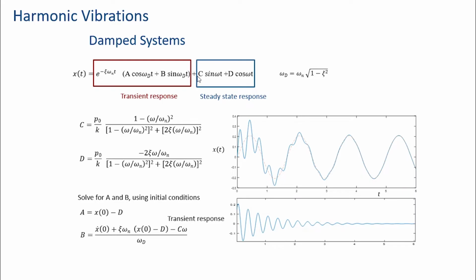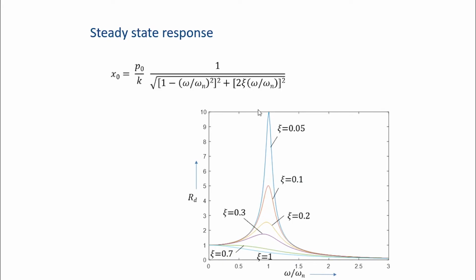So you can calculate these constants. A and B can be calculated using the initial conditions, and C and D can also be evaluated, and we have derived this. After that, we discuss the steady state response in detail. This is the amplitude of the steady state response, and here this term P0 by K is equivalent to the static response if a constant force P0 was acting on the system, and this is the deformation response factor.